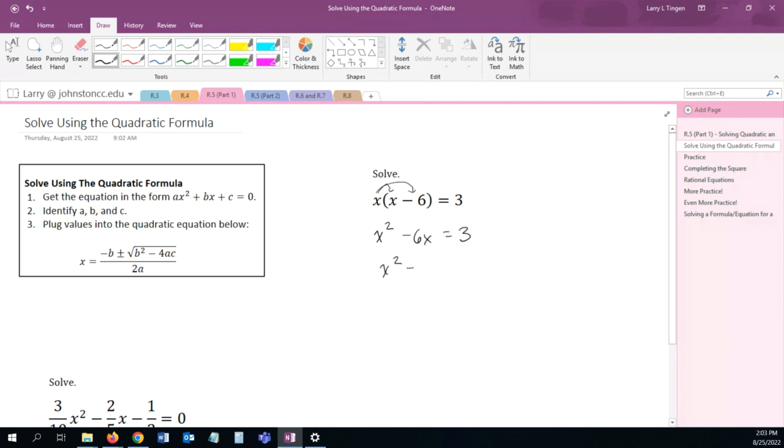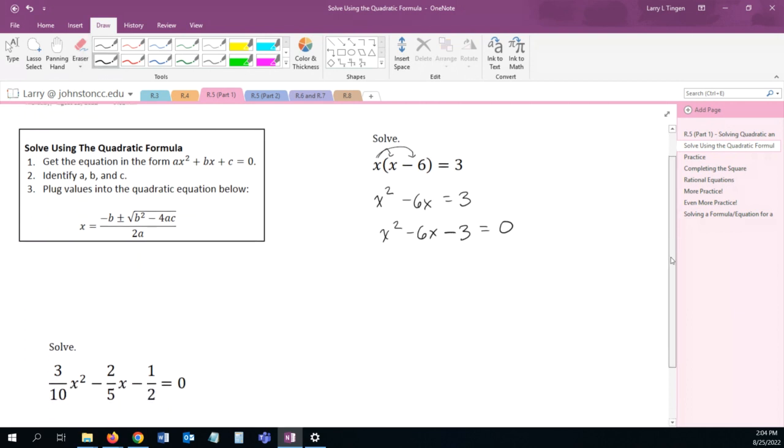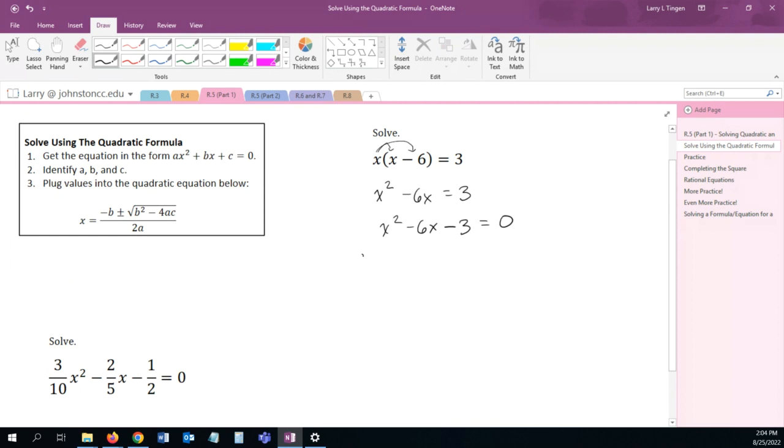I'm getting everything on one side, so I'm going to subtract 3 from both sides. Everybody good? That looks disturbingly like an equal sign. Fix that. All right, so this does not factor because there are not two numbers that multiply to -3 and add to -6. At least there's not any integers that do that. I can't make this a square root issue, and this is in the part of the notes where I say use the quadratic formula, so we're going to use the quadratic formula.